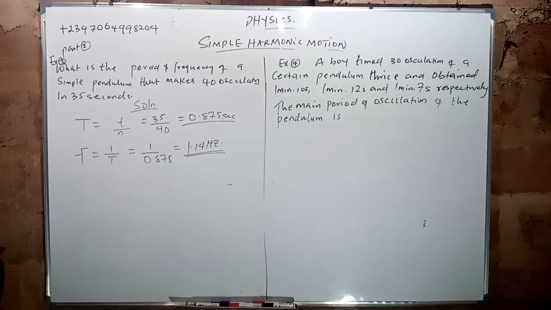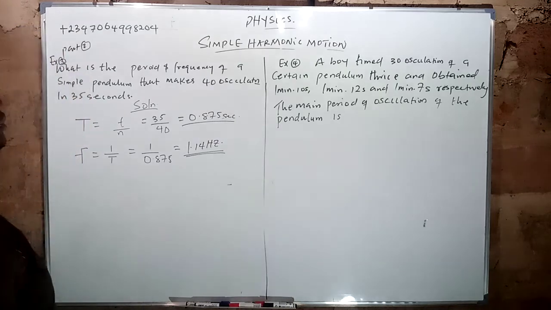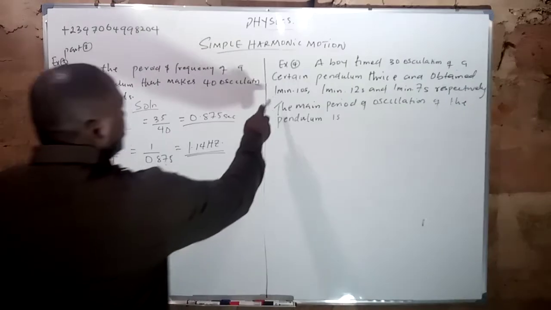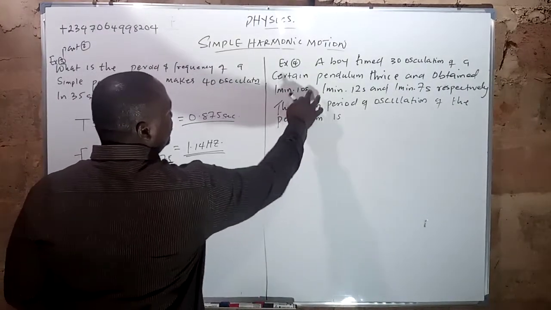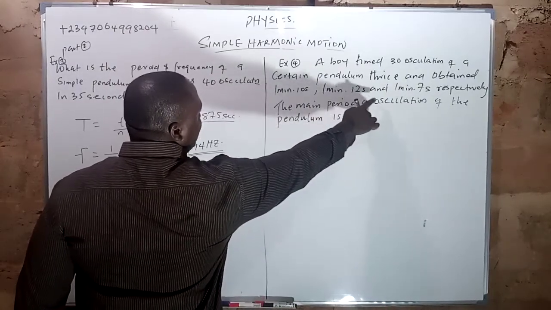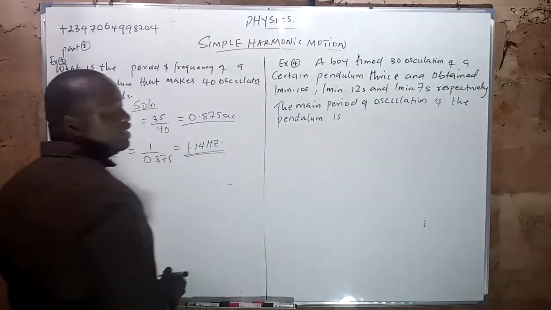It is so easy. I want us to understand some basic things in order to know how to operate on this. Now, to the next example proper. You have seen example number 4 there. A boy timed 30 oscillations of a certain pendulum 3 times and obtained 1 minute 10 seconds, 1 minute 12 seconds and 1 minute 7 seconds respectively.